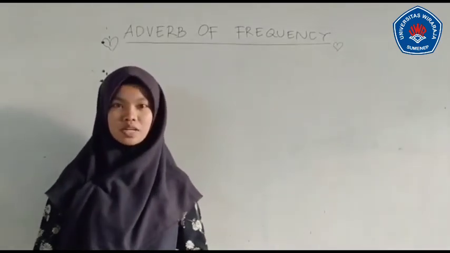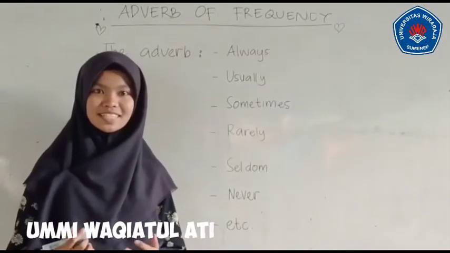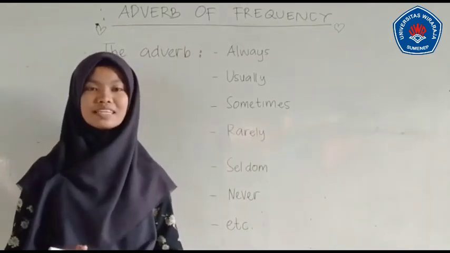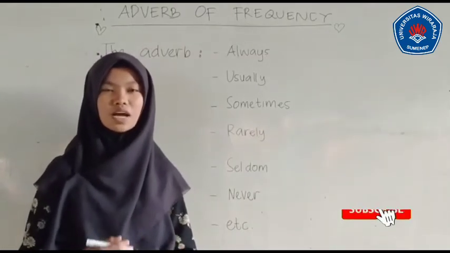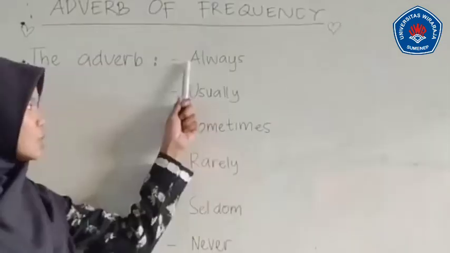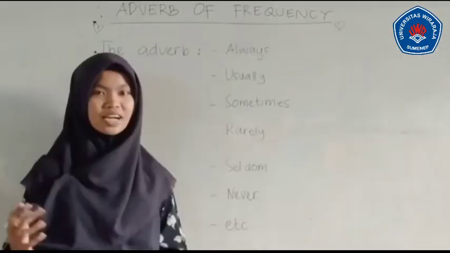In this time, we are going to talk about adverb of frequency. So stay tuned. Let's start with the meaning of adverb of frequency. What is it? Adverb of frequency is a word commonly used to indicate approximately how much or how many times something happens. And the words include always, usually, sometimes, rarely, seldom, never, etc.